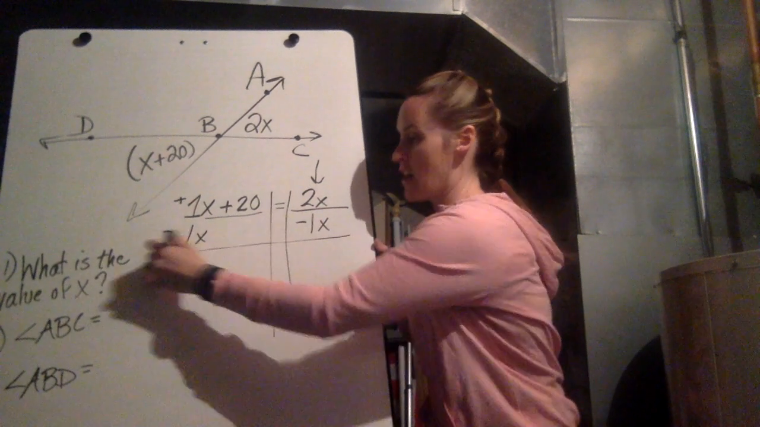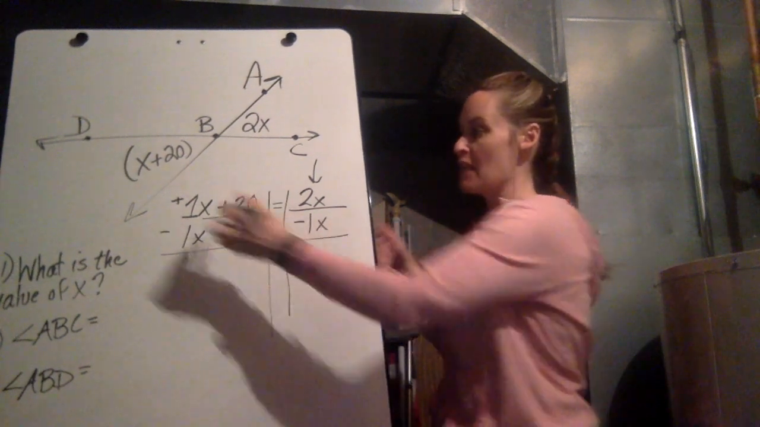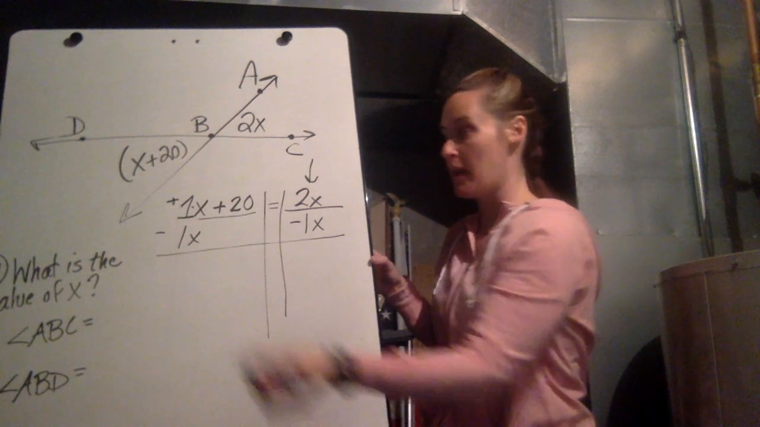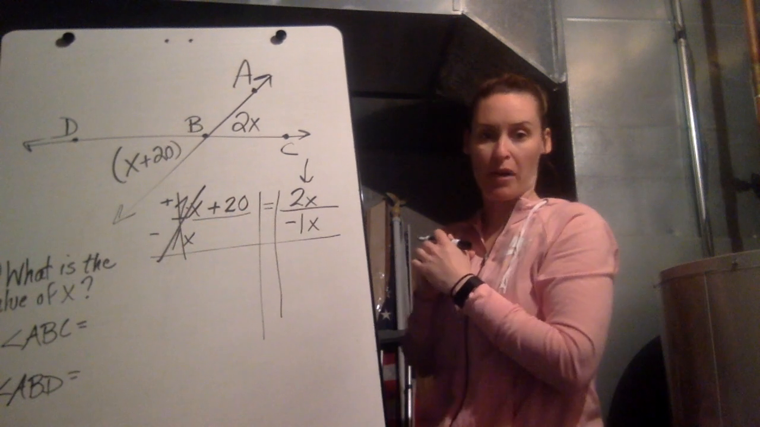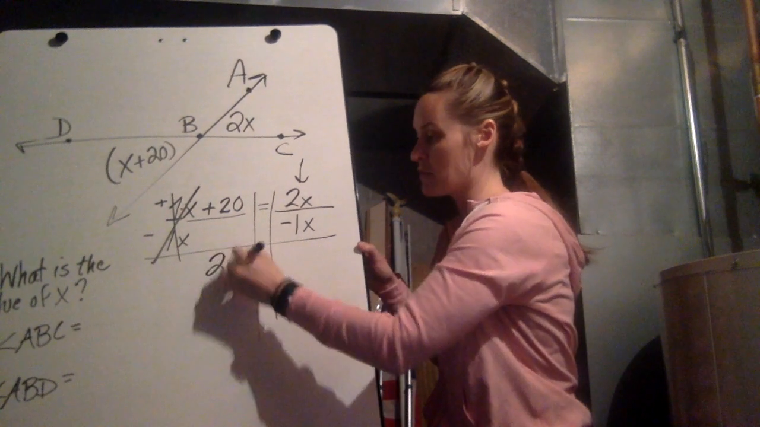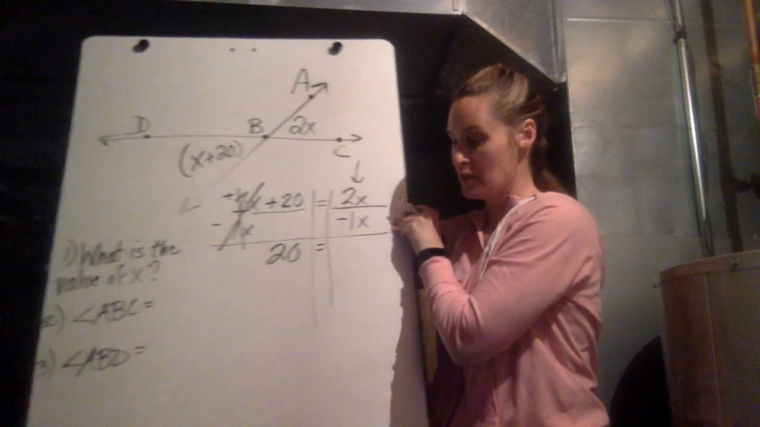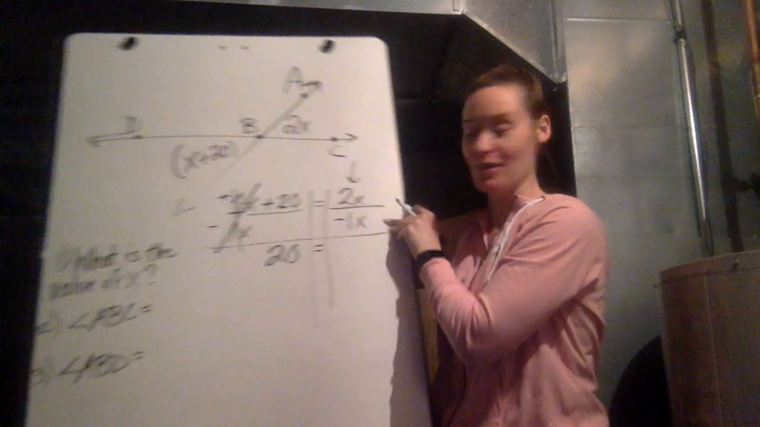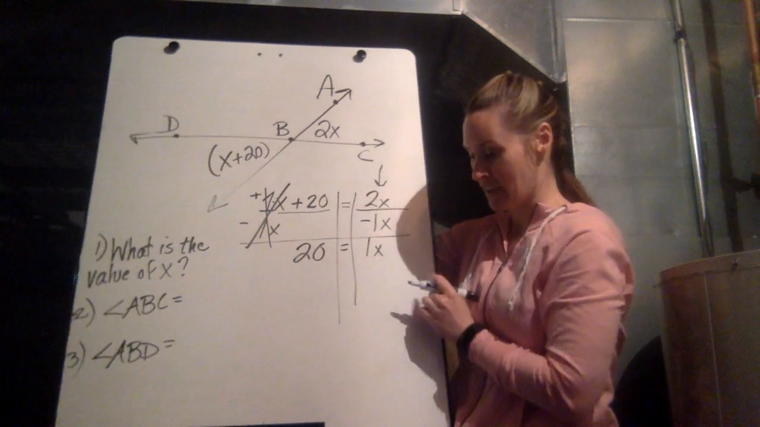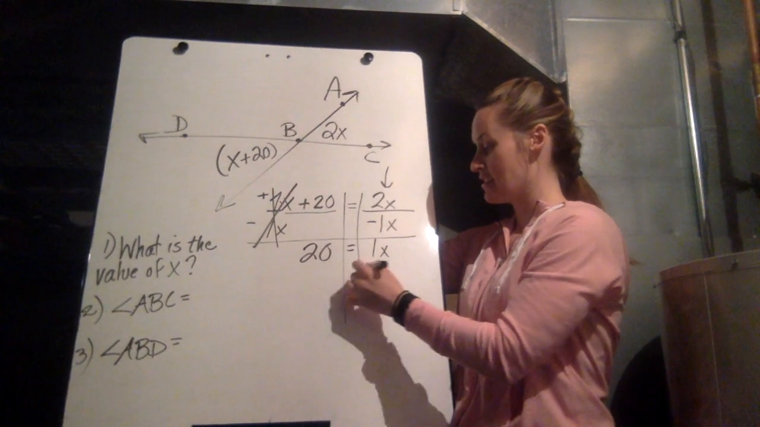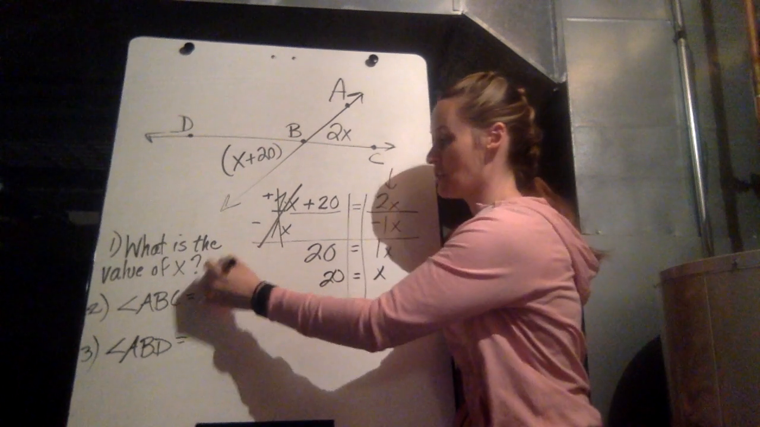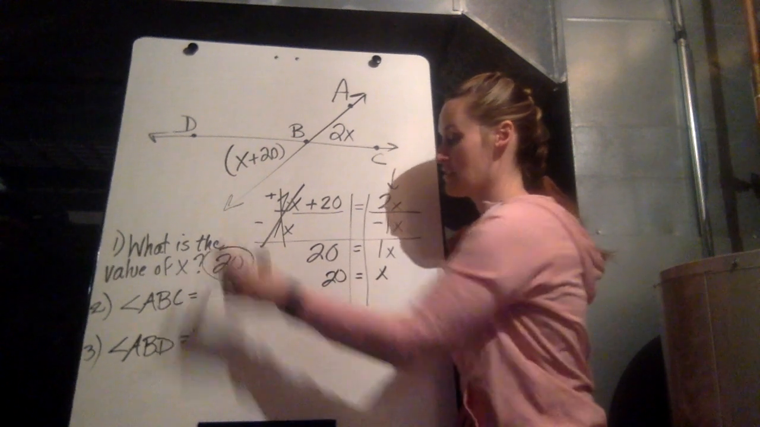So those are the train tracks. We used those last year, right? And if I have 1x and I take away 1x, that gives me a zero pair. And all I'm left with is 20. 2x minus 1x is our 1x, okay? So in this case, x equals 20. So x is 20.